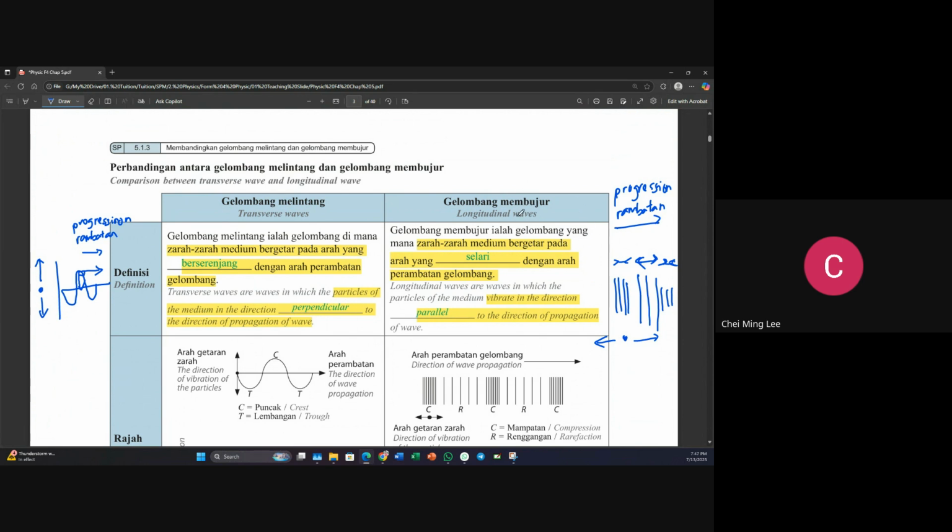While for the longitudinal wave, the medium vibrates in a direction parallel to the direction of propagation of the wave. You know what I'm trying to say? It's like going in, going out, going in, going out like that. One part will be squeezing, one part will be expanding. So that one is called the longitudinal wave.